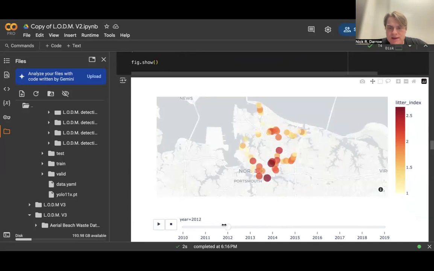And you can go across the years and see how this trend evolves over time. There are some years where there's spikes in other areas, like in 2017, but that Tidewater Little Creek area of litter kind of remains a constant.